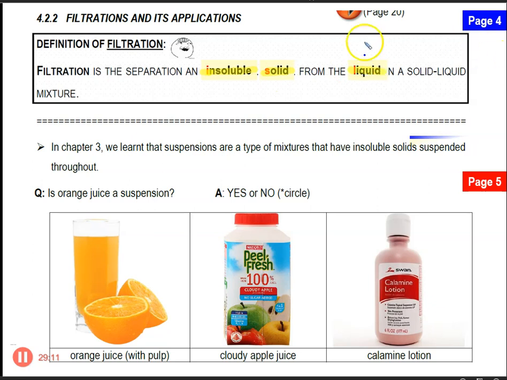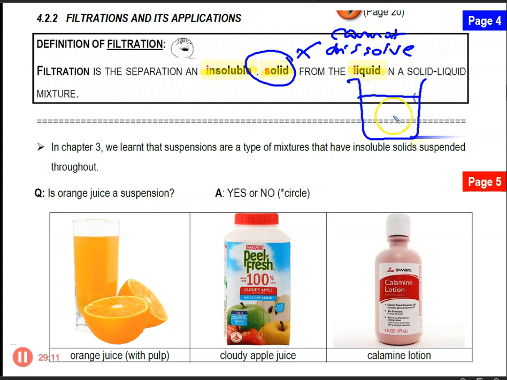Now, why can we use filtration? Because an insoluble solid cannot dissolve, so it's not known as a solute. It cannot dissolve in this liquid. So if you were to draw a beaker, and if this is a liquid, an insoluble solid will basically be formed at the bottom here. So if I say that I want to obtain this solid from this liquid, this is your insoluble solid, and this is your liquid. If I say that I want to obtain the solid from the liquid, I can use the process of filtration.